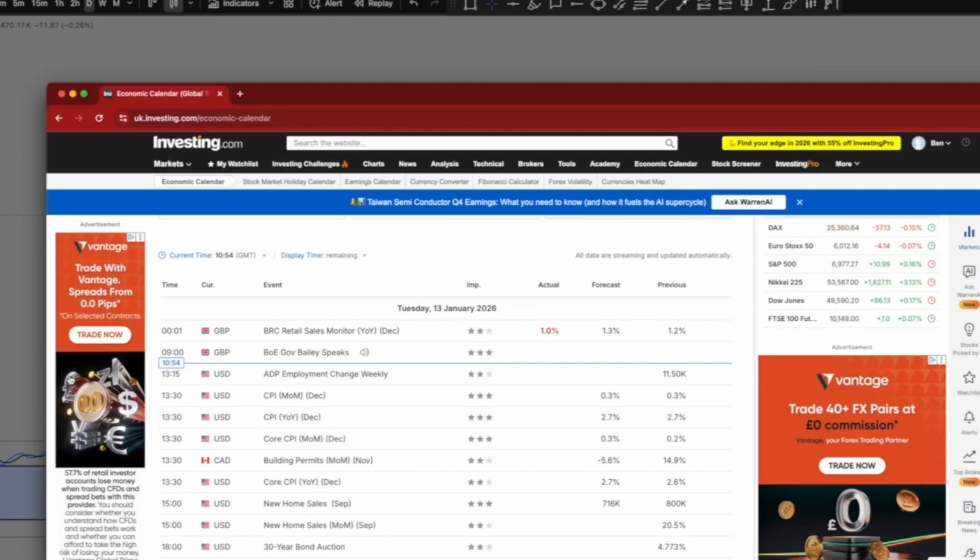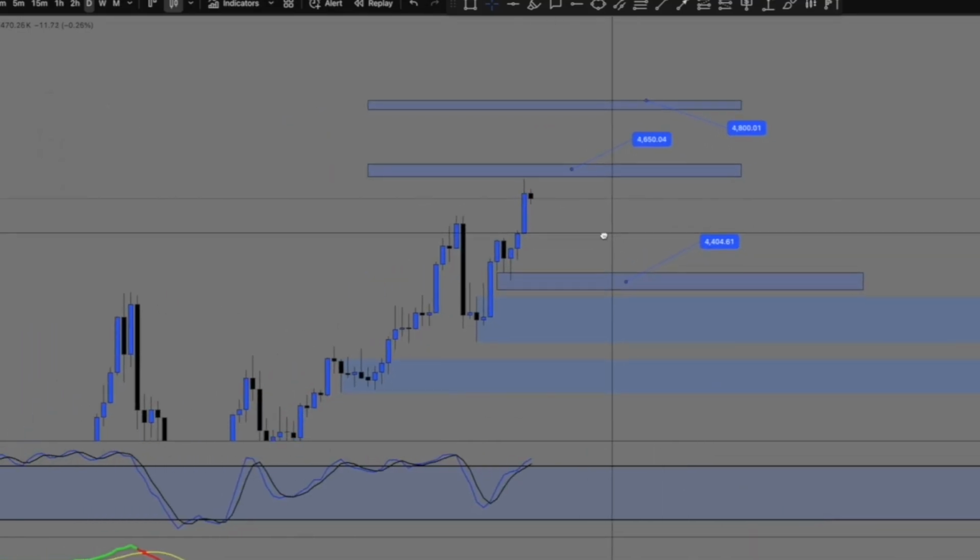Because as you know, gold, if the dollar goes down, gold goes up. Gold goes down, the dollar goes up, because they're usually inversely correlated, because gold is a safe haven, especially when you've got more geopolitical tensions. So that is just something to bear in mind. So again, just that little roundup on gold.